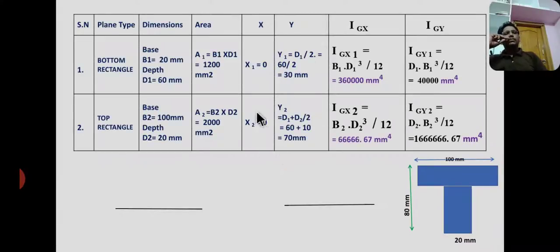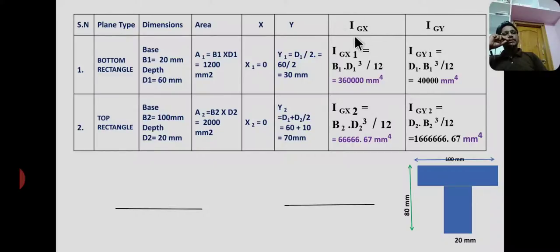Now coming to the tabular form to determine the value of centroid xc, yc. These are the section numbers, these are the plane names, these are the dimensions, these are the areas, these are the x and y values for centroid. Igx, Igy are the area moment of inertia about centroidal axis.